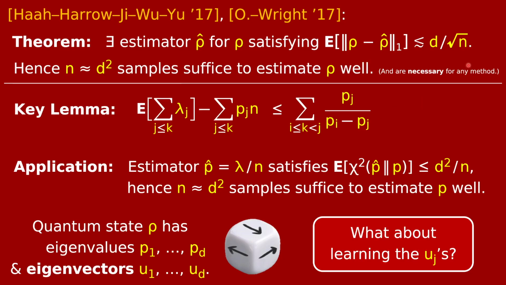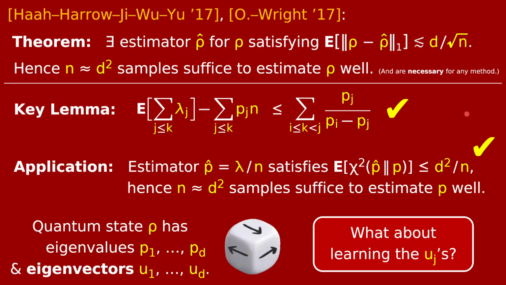As I said, though, the analysis of this learning algorithm that learns the quantum state's vectors as well, it too relies heavily on this key lemma, and not just for learning the eigenvalues, but even the analysis of getting the eigenvectors right, the u's right, also again relies on this key lemma. And as I mentioned, it also starts out just by analyzing and estimating the eigenvalues of the quantum state. So these are important ingredients even for learning the u's.